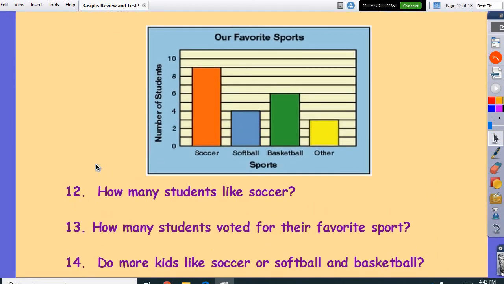Alright, and number 12. How many students like soccer? Number 13. How many students voted for their favorite sport? And that kind of means in all, because he wants to know how many people voted in any of them. So that's in all.